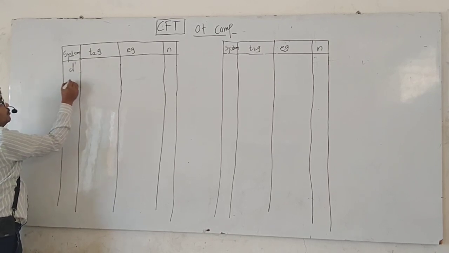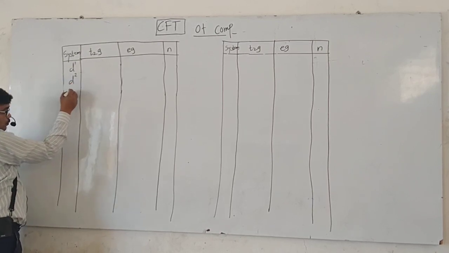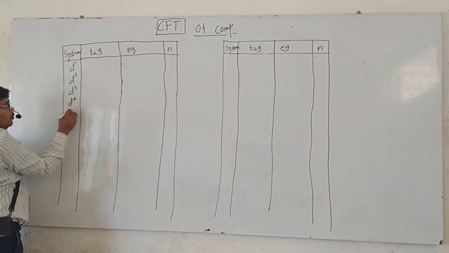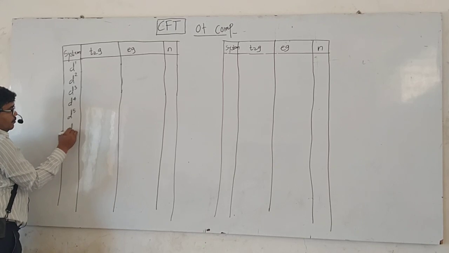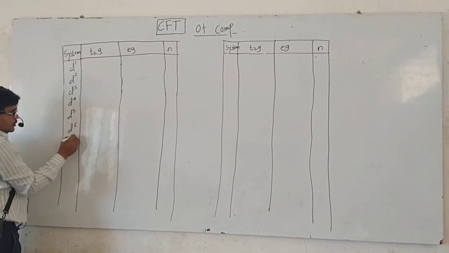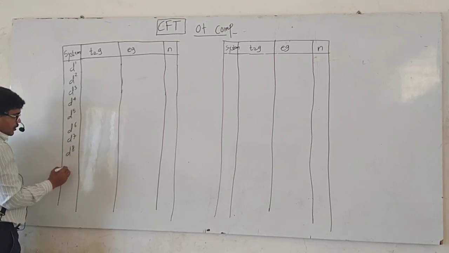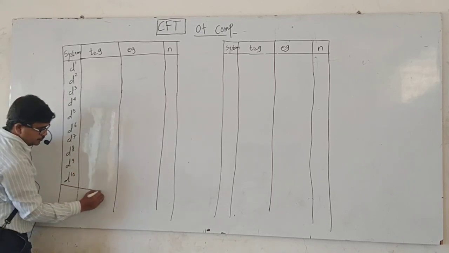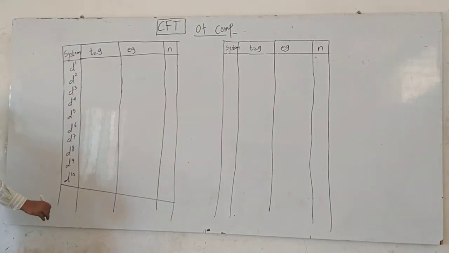So, D1, D2, D3, D4, D5, D6, D7, D8, D9 and D10. Okay.